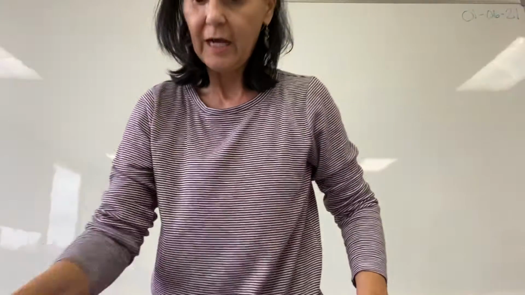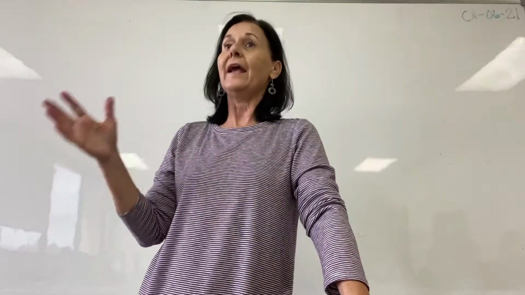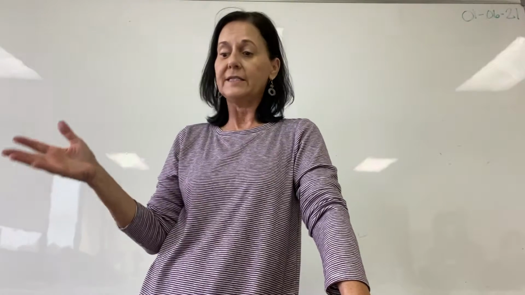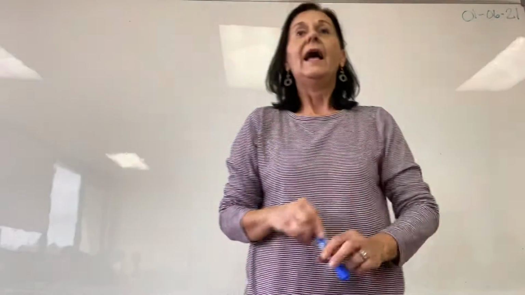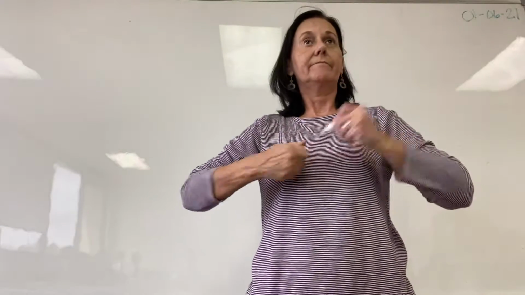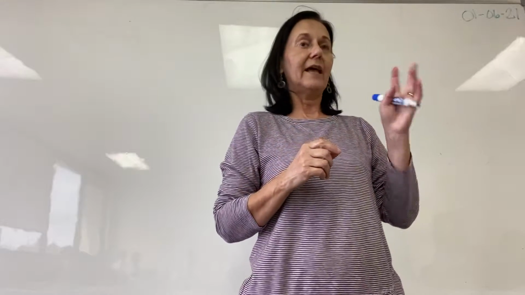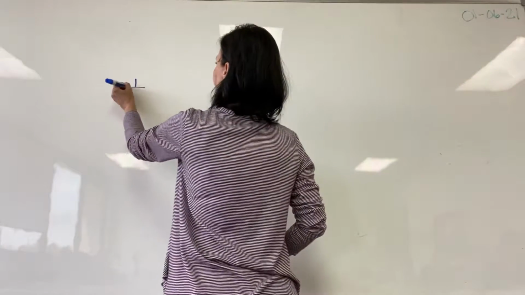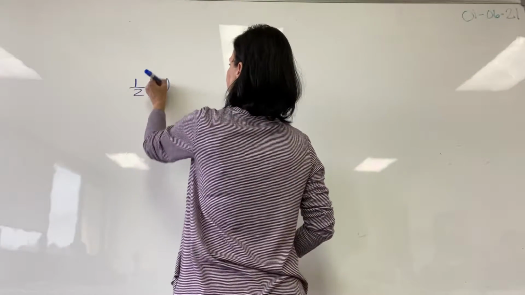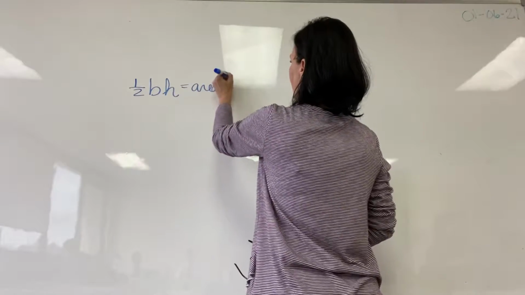All right, this is chapter 9, lesson 3. We're still in area, but now we're going to deal particularly with the area of a triangle. All right? Who remembers the formula for the area of a triangle? Hannah? Is it 1/2 base times height? Yes, it's 1/2 base times height is the area of a triangle.